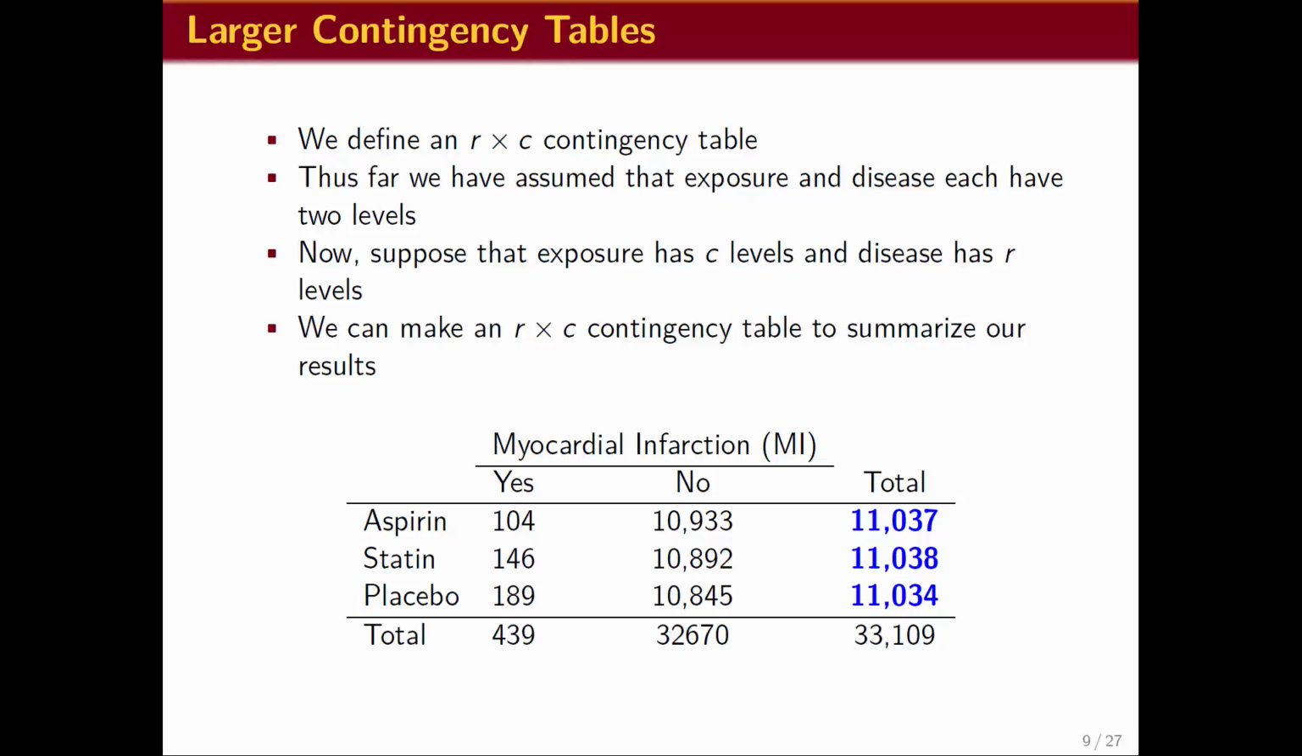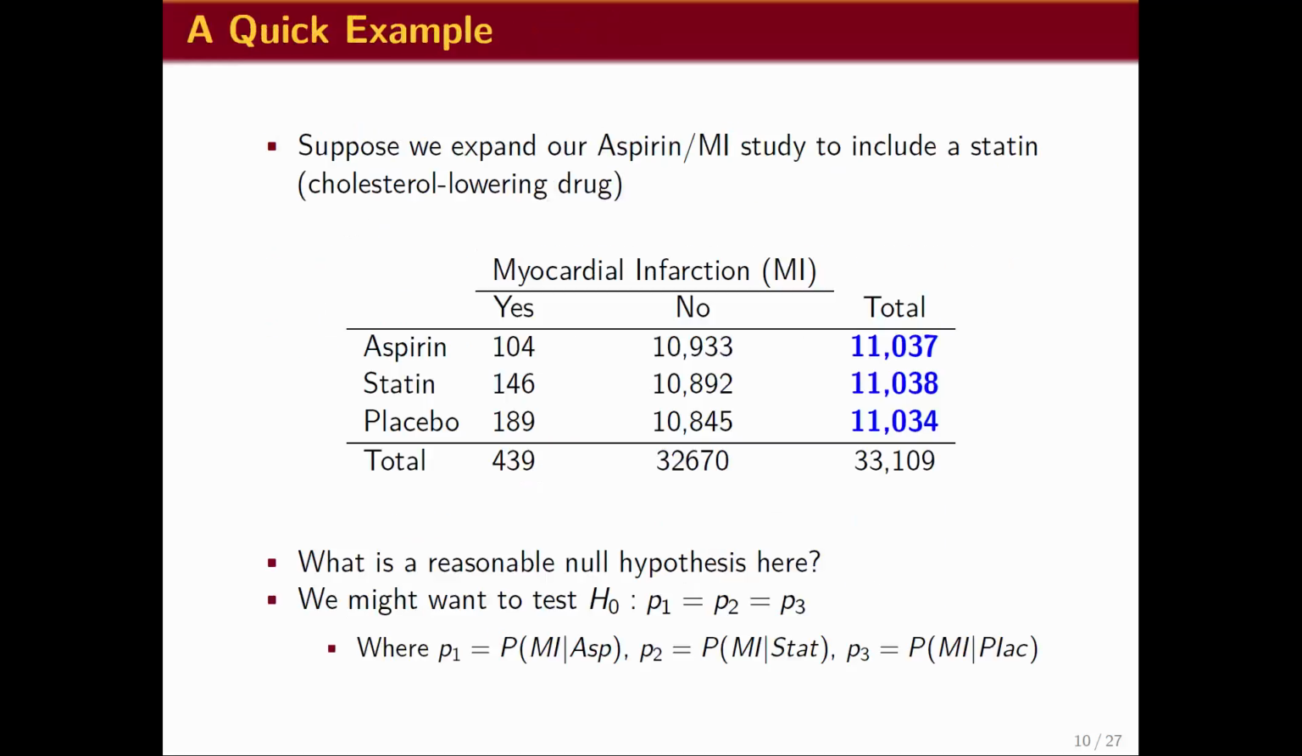All right, anyway, so the point is, this is no longer a 2x2 table, right? This is a 3x2 table for the 3 different treatment groups that we have. We still have 2 columns, but we now have 3 different exposure groups. All right, so the question is, what's our null hypothesis here?